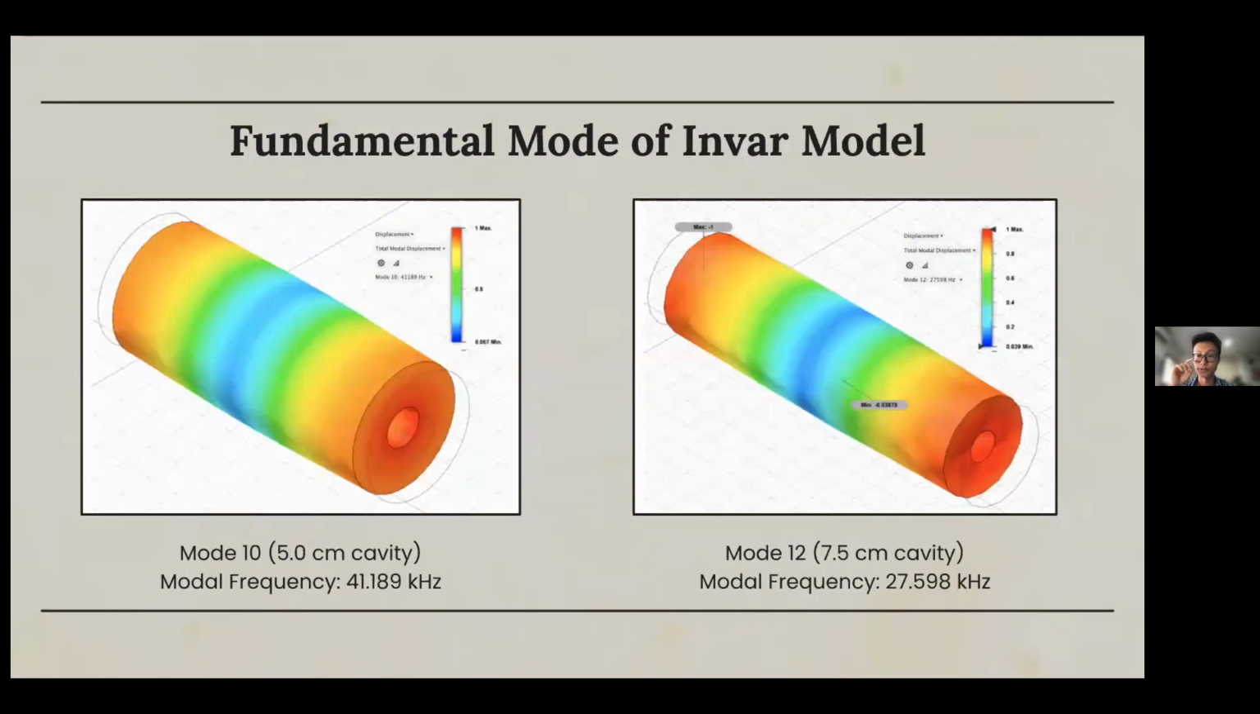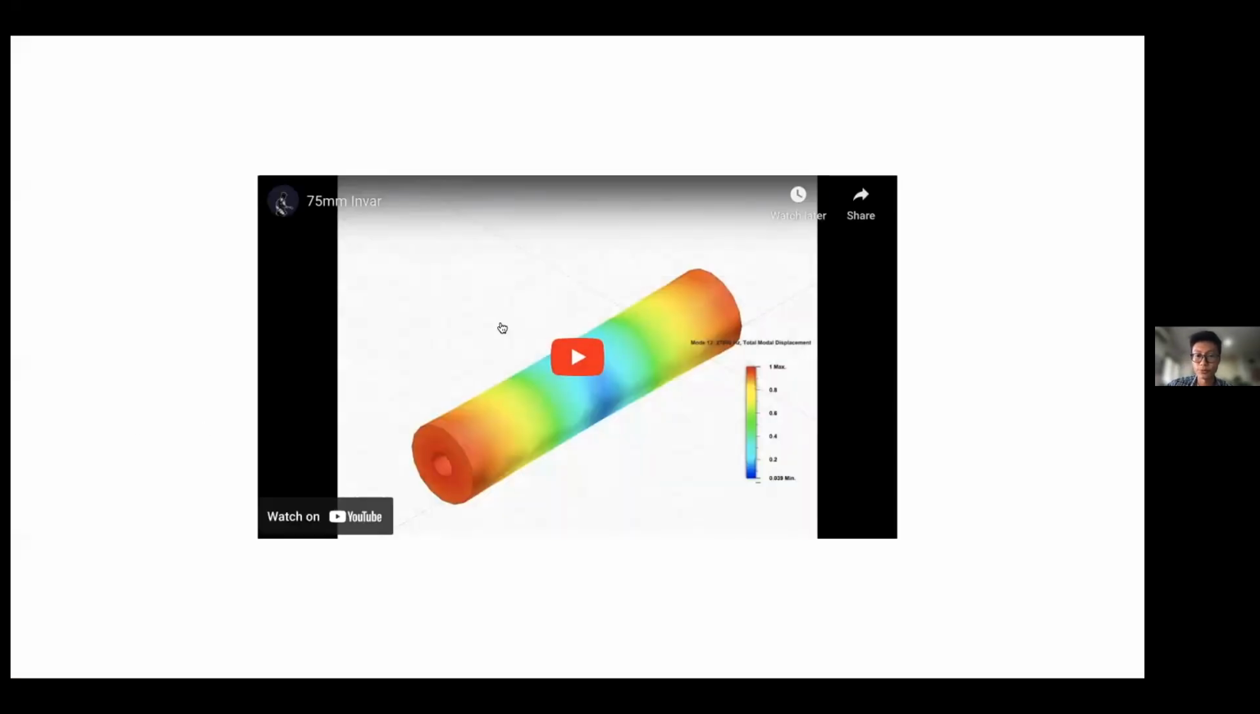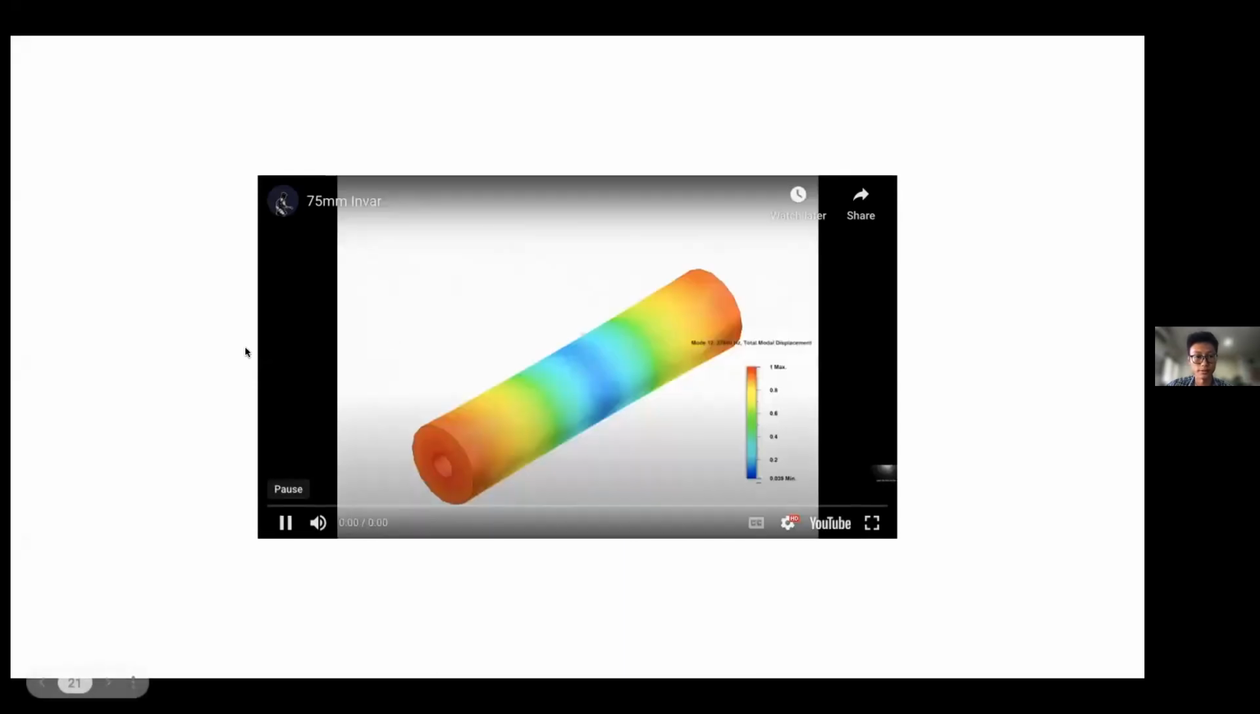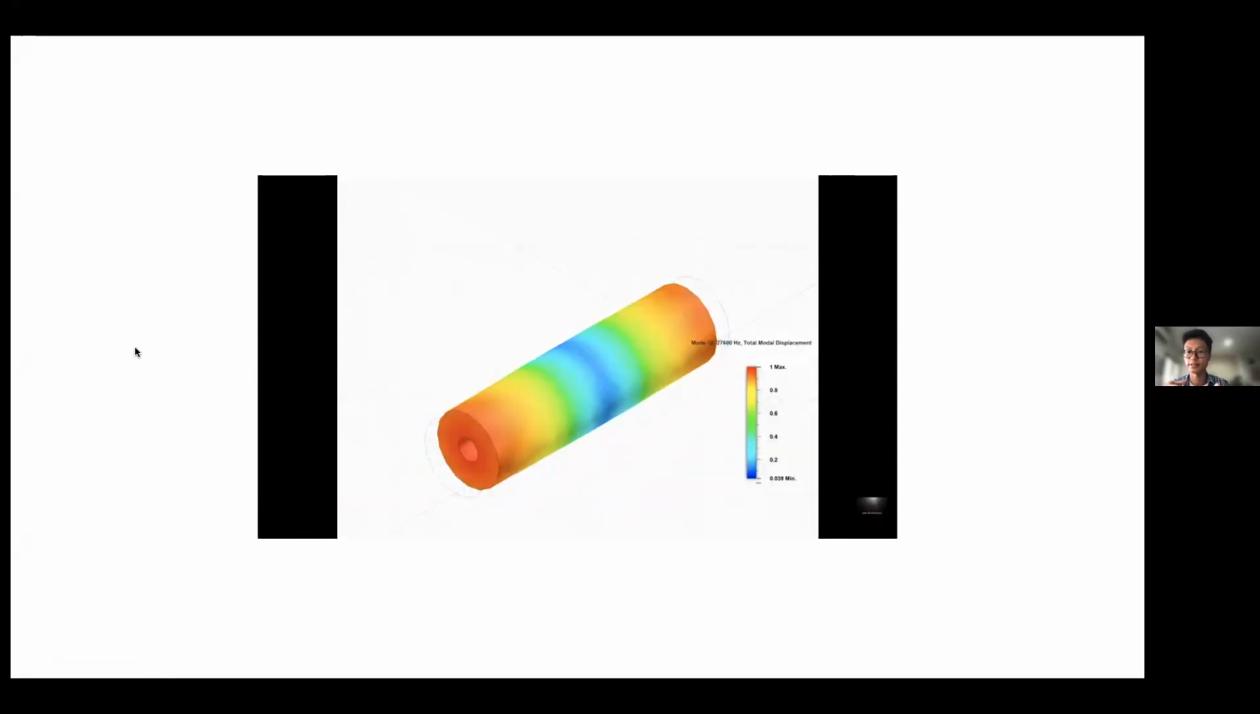In its fundamental mode, the 5 centimeter cavity had a modal frequency of 41.189 kilohertz, while the 7.5 centimeter cavity had a modal frequency of 27.6 kilohertz. Now, the simulation for both are basically identical, but this is an example of the 7.5 centimeter cavity, and it oscillates along its length as usual.